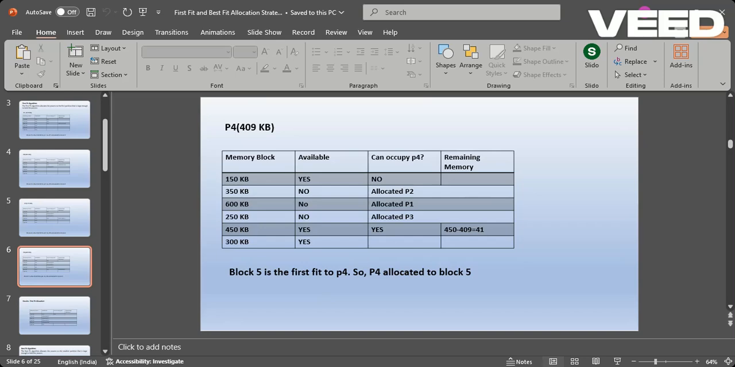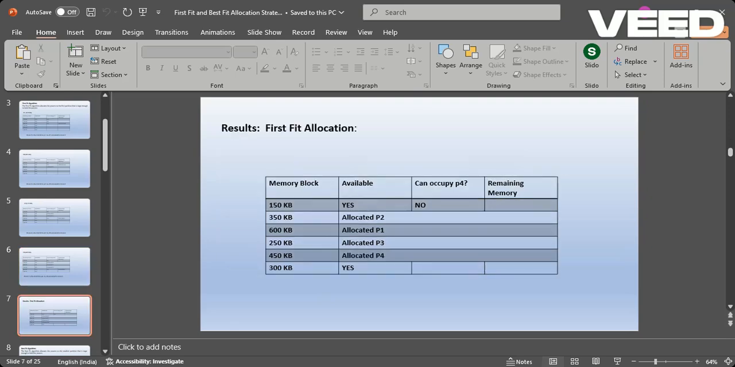So we write S in the P4 column. Then we find the remaining memory wastage: 450 minus 409 equals 41. Block 5 is the first fit for P4, so P4 is allocated to block 5. After the first fit allocation, this is the allocation of processes P1, P2, P3, P4 in their corresponding locations. P2 is in block 2, P1 is in block 3, P3 is in block 4, P4 is in block 5. This is the first fit allocation.